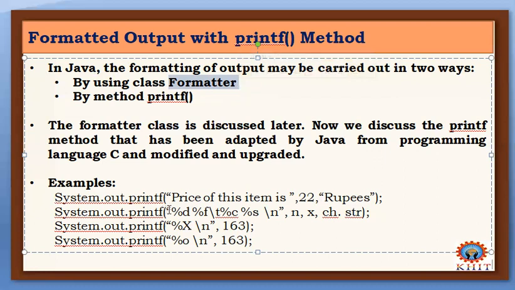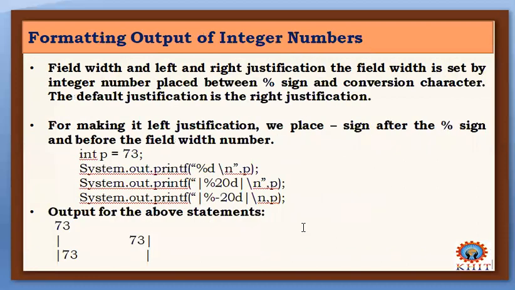The printf method is the same as what we use in C language. The same concept here. If you want to print an integer, it is represented with %d. If you want to print a float number, then you write %f. If you want to print a character, you write %c. If you want to print a string, then we use %s. Similar things which we use in C language. So that is about the formatting of integer numbers.